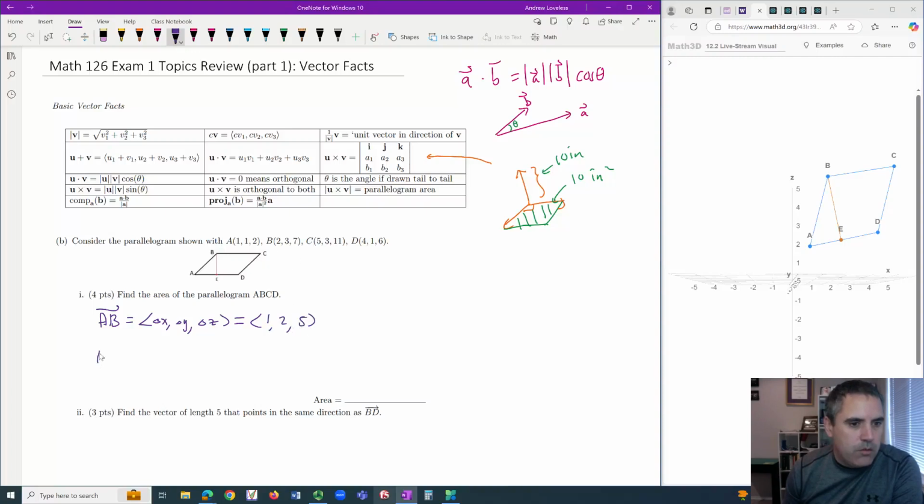And then I would also do AD. Now I think because we're doing the area of a parallelogram, it doesn't actually matter, but I always choose them emanating or coming out of the same spot. In most applications, that's what we want anyways. 5 minus 1 is 4, 3 minus 1 is 2, 11 minus 2 is 9. Now it's just a cross product question.